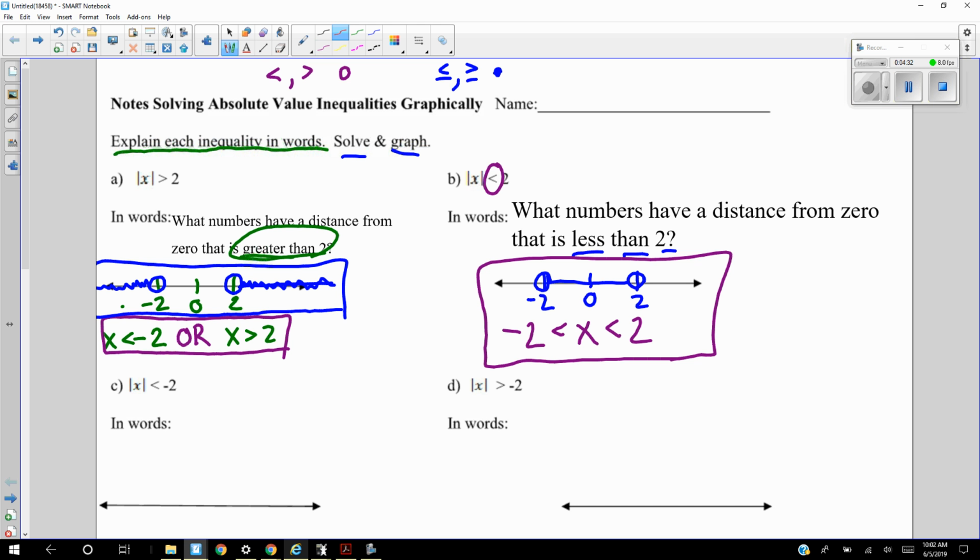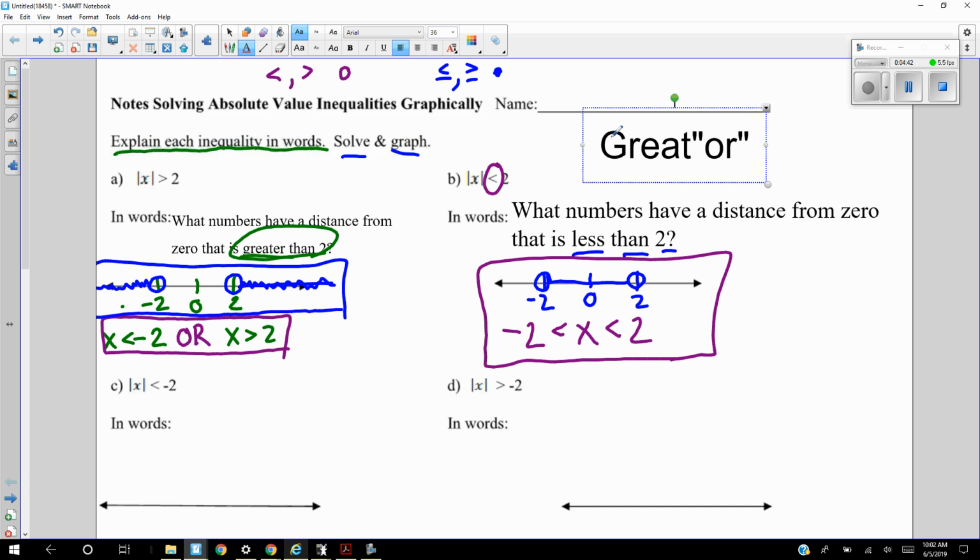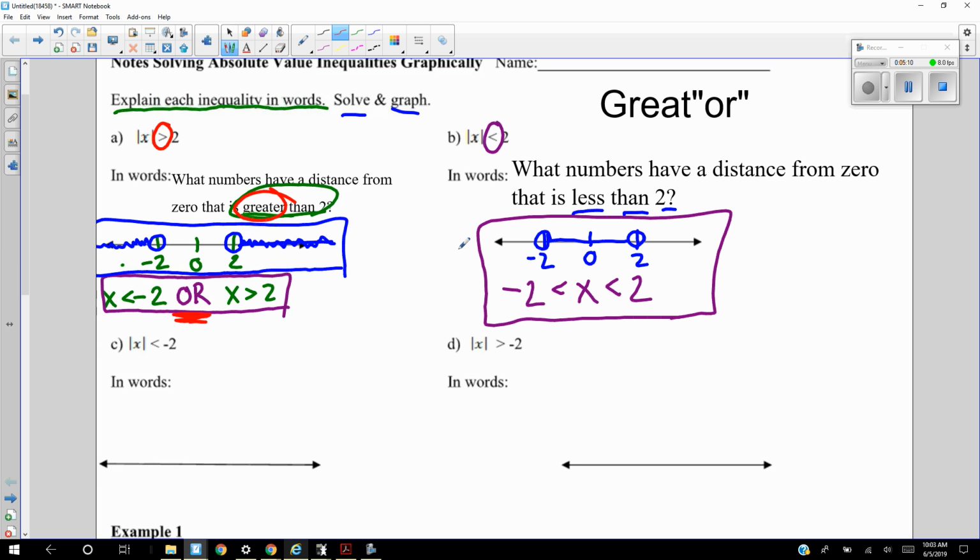One little trick that it's not really a logical math trick, but if it's a greater than problem, I always like to emphasize the end of the last syllable of greater, great or. So if it's a great or problem, you're probably going to have an or in the answer. So letter A, absolute value was great or, so we've got the word or in our inequality. You'll see some exceptions to that, but for the most part, that's going to hold true.